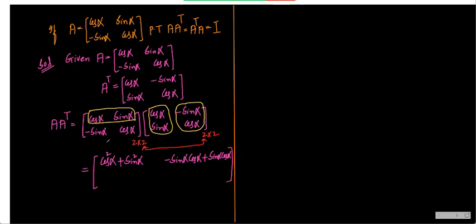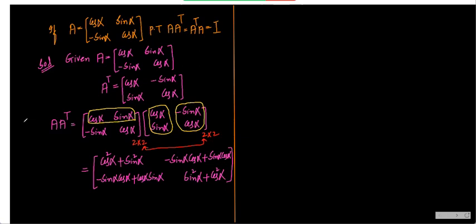Now second row with the first column. Again we multiply like that. Minus sin alpha into cos alpha plus again cos alpha into sin alpha. This second row with the second column, minus into minus plus, sin into sin is sin square alpha, and again plus cos into cos is cos square alpha.